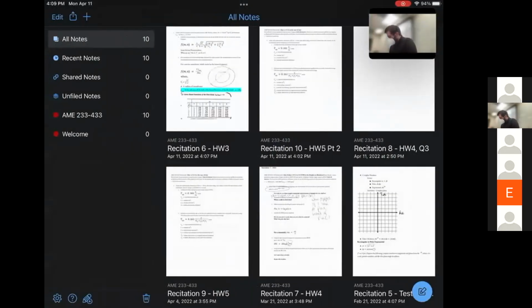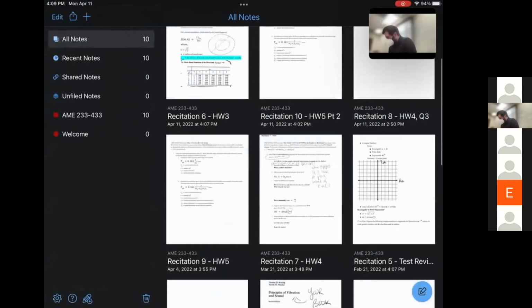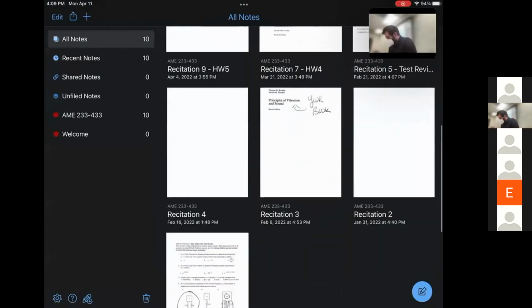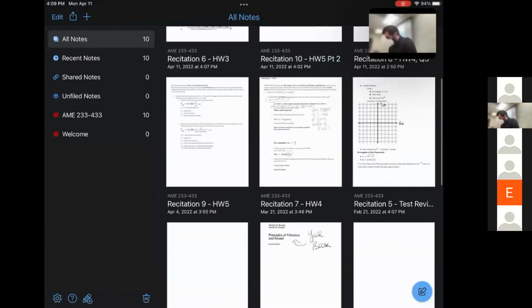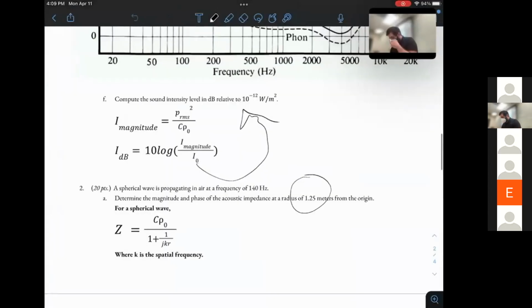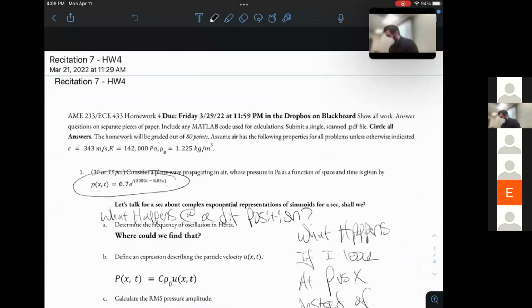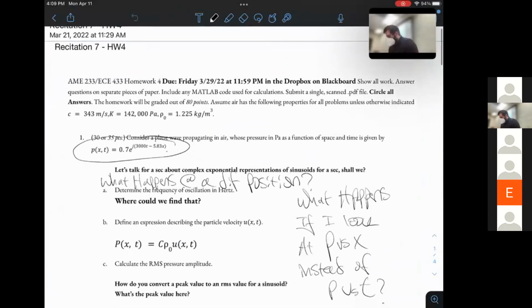So now what are we on? Homework 4? What order is this? Recitation 7, homework 4. I think this is right. Let's try it. Oh, yeah. So what do we got? Consider a plane wave propagating in air whose pressure in pascals, as a function of space and time, is given by this thing here.